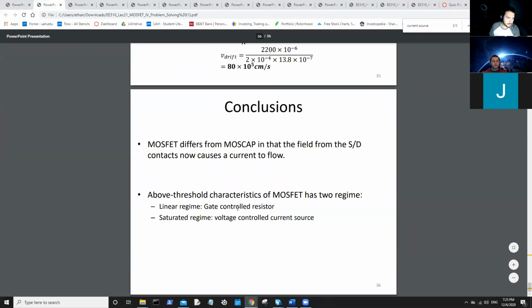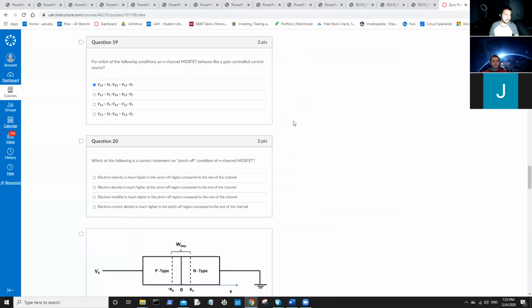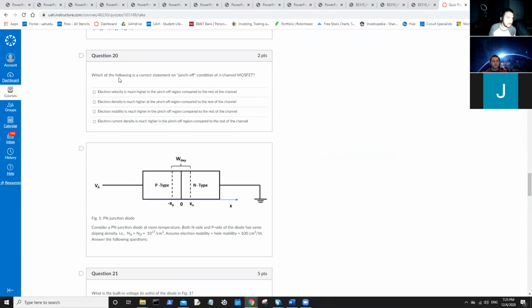That's interesting. So you have a gate-controlled resistor and a voltage-controlled current source. The voltage-controlled current source is what we just answered, and the gate-controlled resistor is the other scenario. We'll have to find where the other condition for that is. It's in one of these PowerPoints.